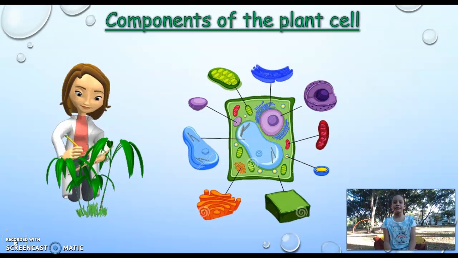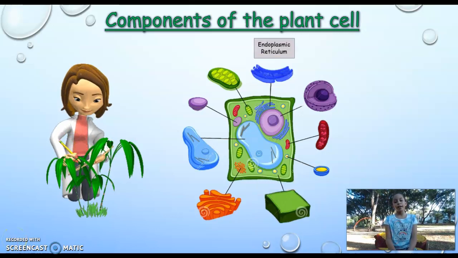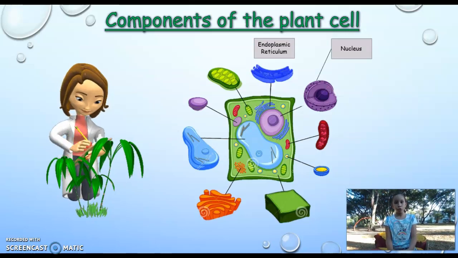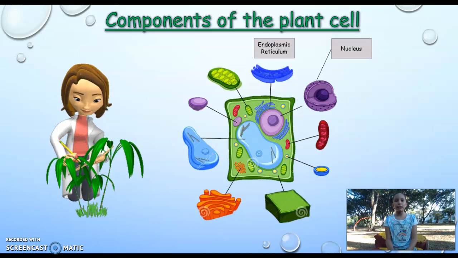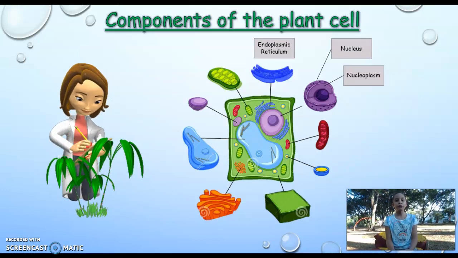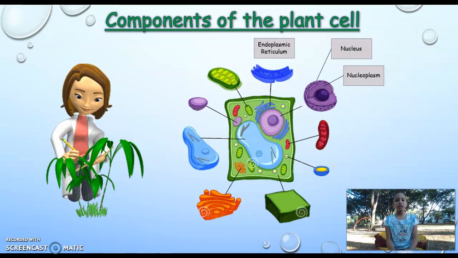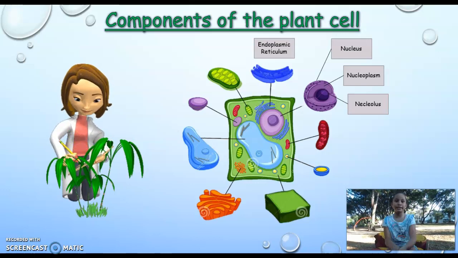Components of plant cells. Endoplasmic reticulum. Endoplasmic reticulum produces proteins. Nucleus. Maintains the integrity of the genes and controls cellular activities. Nucleus plants allow the chemical reactions of the nucleus metabolism. Nucleolus deals with the production and assembly of ribosomes in cells.